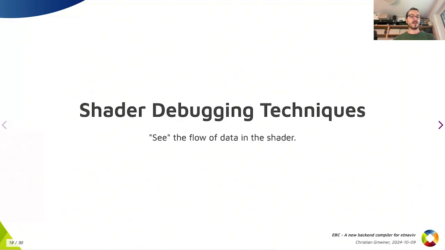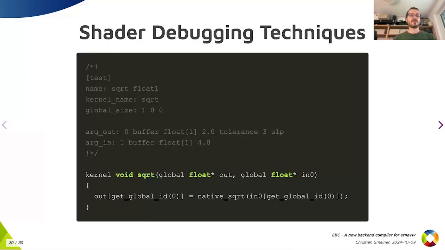Let's have a look at a simple example to see how this technique works. This is a very simple OpenCL shader example that uses the native square root function in OpenCL. I have chosen the native square root function as it maps directly to NIR's FSQRT ALU opcode and is better for presenting on the slide. To make sure this debugging technique works properly, we need to ensure that the global size is set to 1.